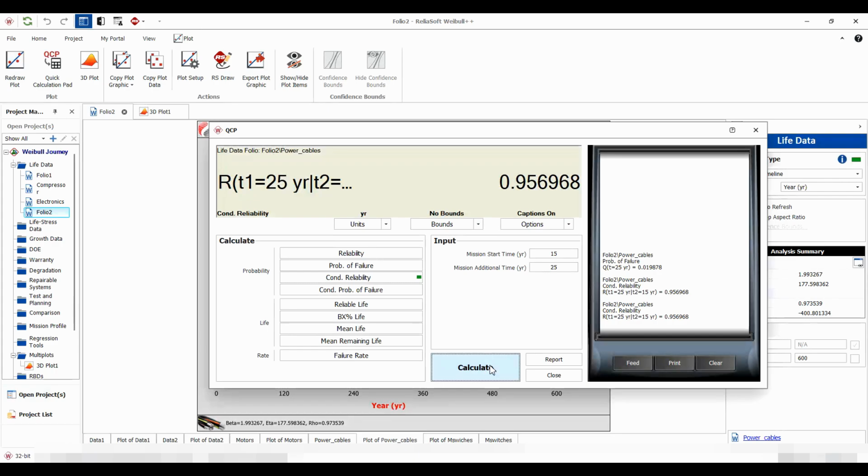And this is the technique that is at the base of warranty analysis, effectively. So we have a product in the field that has already accumulated a certain number of years. What is the probability that it will survive for another number of years?